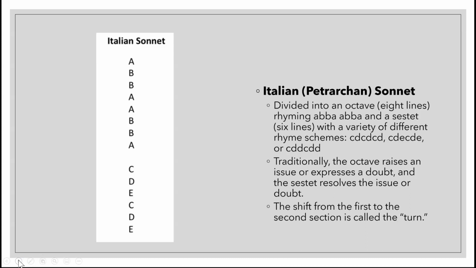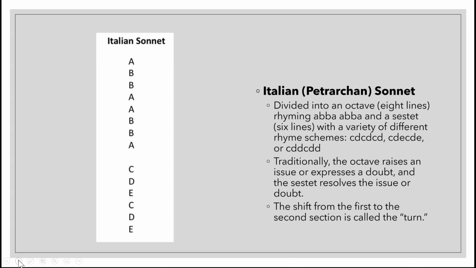If you see this rhyme scheme and it has 14 lines, odds are it's an Italian sonnet. The rhyme scheme is normally what gives it away for people. Traditionally, the octave raises an issue or expresses a doubt, and the sestet resolves the issue or doubt. The shift from the first to the second section is called the turn, because there's a change, right? So going from expressing a doubt to resolving the doubt.